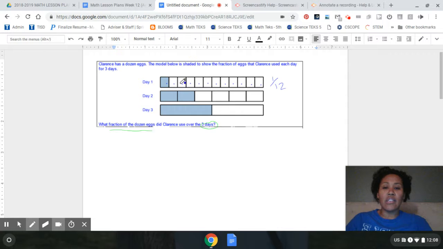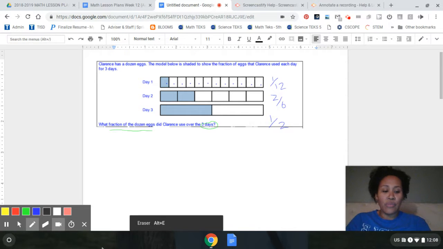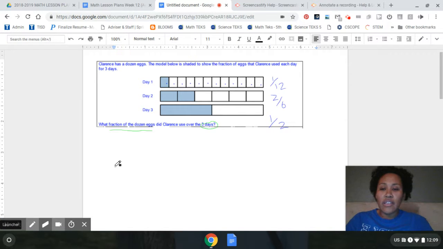All right, so let's look at the second one. We have 2 out of how many? 1, 2, 3, 4, 5, 6. So 2 out of 6. And then for the very last one, we have 1 out of 2, so 1/2. Okay, so we have our 3 fractions. Let me make it a little bit bigger. Okay, so let's take a look at this.